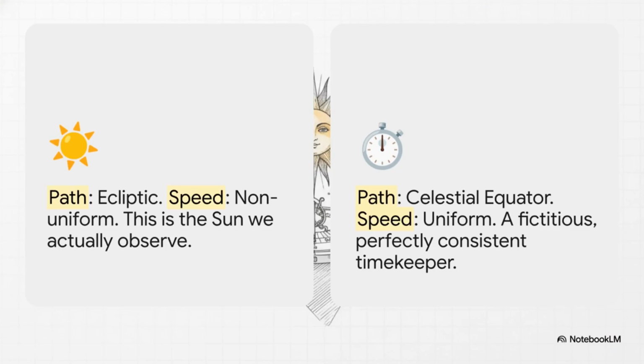This is really the heart of the solution. We replace the physical, observable true sun, with its variable speed and tilted path, with a fictitious object. We call it the mean equatorial sun. Now, this imaginary sun has two very important idealized properties. First, its path is not the ecliptic. It moves along the perfectly flat celestial equator. And second, its speed is not variable. It moves at a perfectly uniform rate equal to the average speed of the true sun over an entire year.